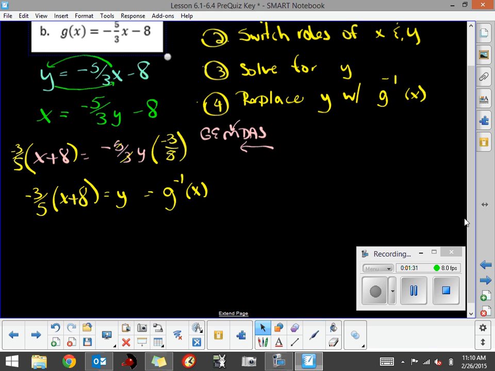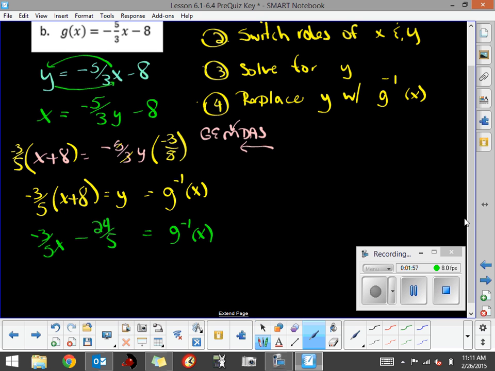Now this is one of many forms. I've seen different forms as I've walked around the room. Another equivalent form is, if I distribute the negative 3/5, negative 3/5 x, then minus 24/5. That one's equally correct. You could have that one. And I saw a third one out there that is correct too.